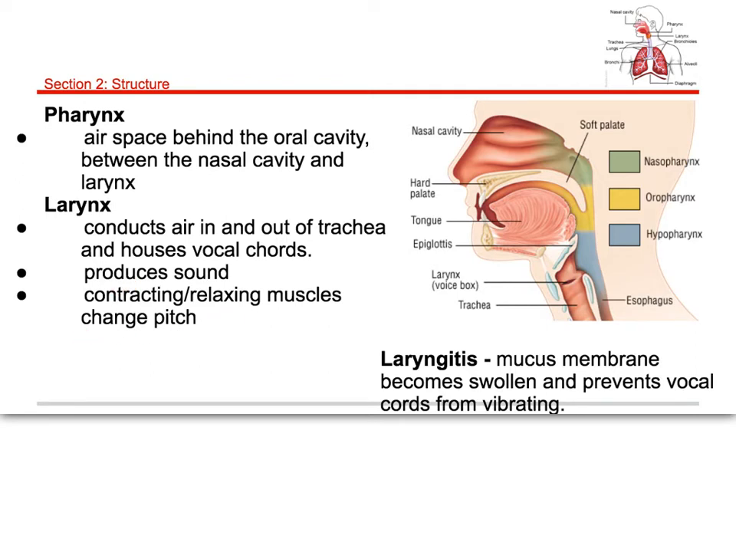So that's going to allow us to change pitch, which is going to be the highness and lowness in our voice, and essentially give us the ability to speak. So if your vocal cords were to ever be taken out, your language would be immediately gone. If you suffer from something called laryngitis, the mucous membrane that supports this area becomes very swollen and actually prevents the vocal cords from vibrating. So the mucus would cause some inflammation.